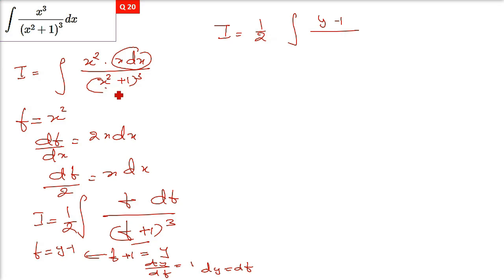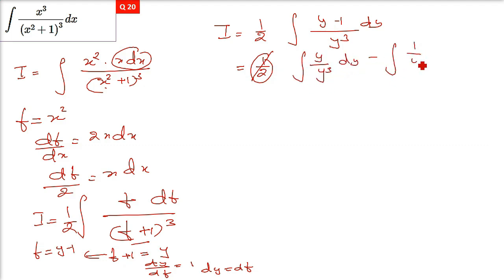In the denominator you have x square plus 1 whole cube, and if you remember, it was t plus 1 whole cube, and t was taken in terms of y. So this will come. What is half, we will deal with just now. Let's separate these two terms: y by y cube and 1 by y cube dy. So y by y cube will be equal to 1 by y square, that is y to the power minus 2, and that will be integrated.